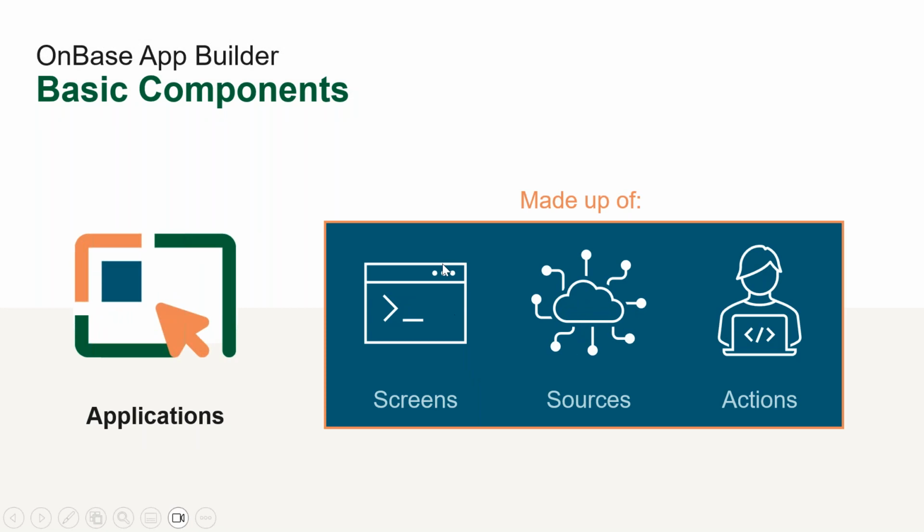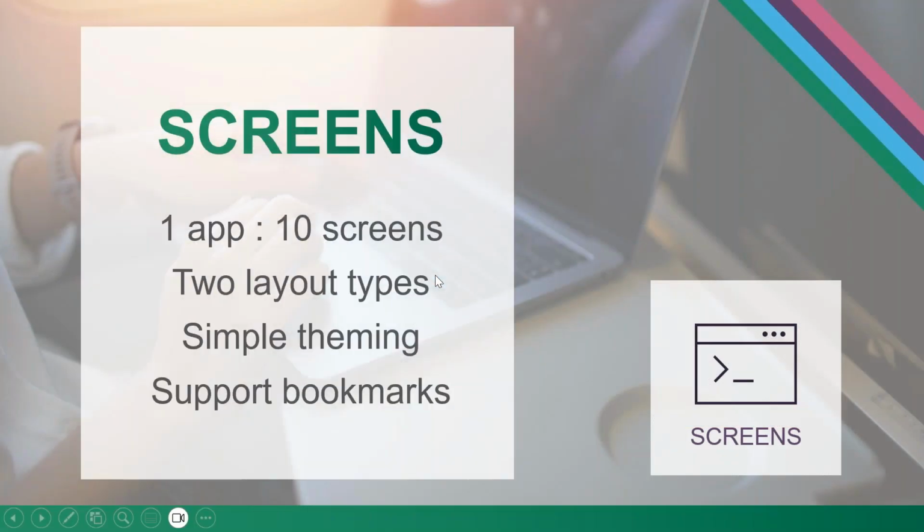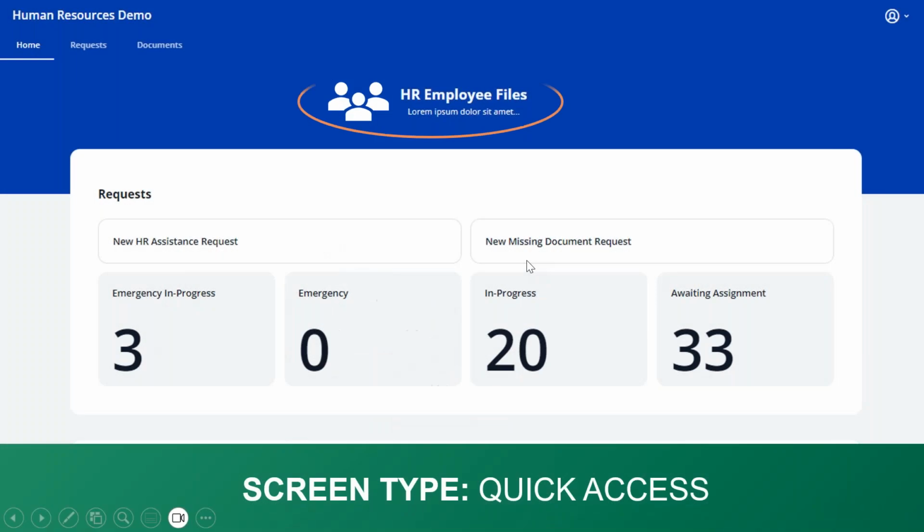So the apps are made up of three basic components: screens, the presentation, the sources, the data we're presenting, and the actions that the users can take. And we'll talk first about some screens. This is our quick access screen that can be customized with a logo.